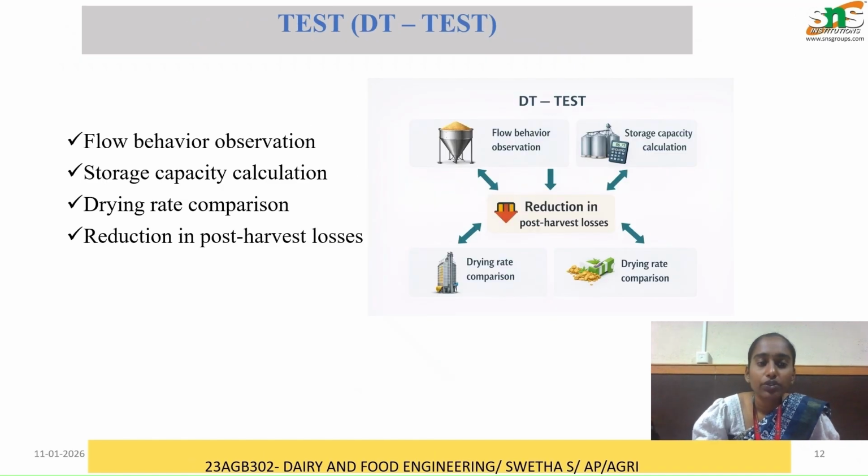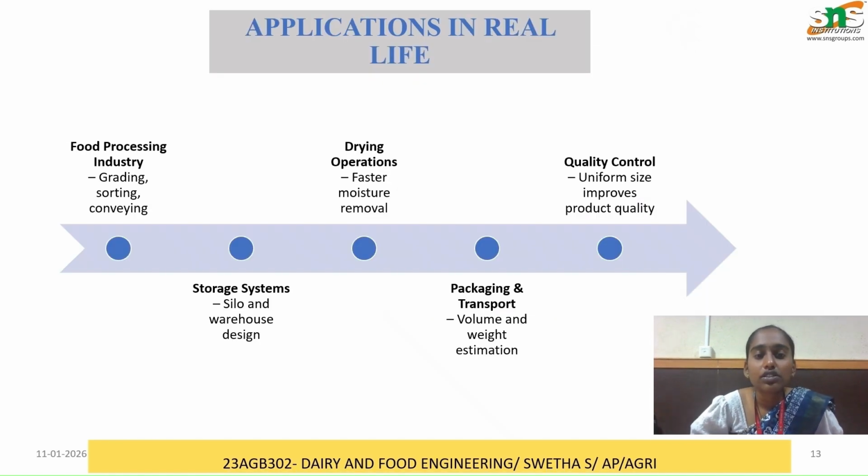Test: how are we going to test this? Flow behavior observation, which we can calculate using manual or digital methods; storage capacity calculation; and drying rate comparison before and after. From the above three methods we can calculate how much reduction there is in post harvest losses also. These are some applications in real life. As I already mentioned, in food processing industries, grading, sorting, and conveying depend majorly on physical properties.